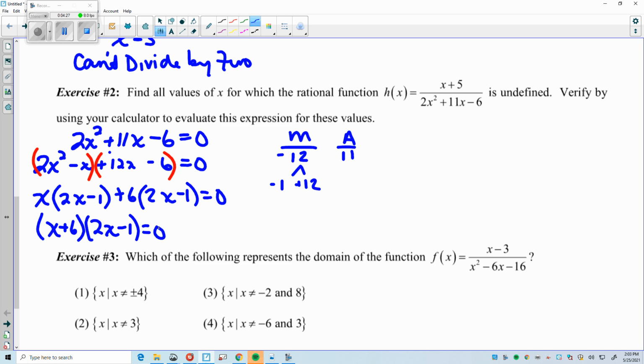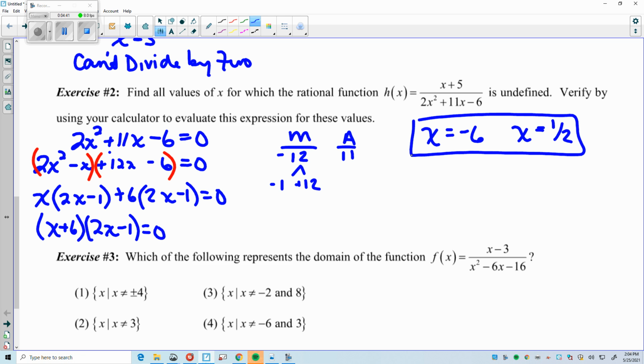Okay, so if we set each of those factors equal to 0, we're going to find x is equal to negative 6. And we would find x is equal to 1/2. Each of these places, if x is negative 6 or x is 1/2, will make your function undefined. And if you wanted to check this on your calculator, you could plug that in and go to the table, and on your table you would see at negative 6 it says undefined. At 1/2 it says undefined. You could also plug that value in and let your calculator simplify it out for you, and it would still give you an error or an undefined.